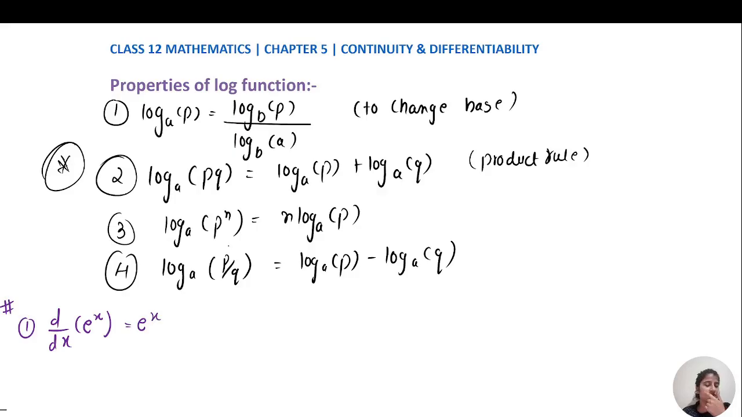Just remember this, because its derivative is not in your 12th class, it will come in higher studies. So the derivative of e raised to x is nothing but e raised to x. Then the second one, the derivative of log with base e of x is nothing but 1 by x. This will also come in higher studies. So what we get from here: the derivative of the exponential is the exponential itself, that is e raised to x, and the derivative of log x is 1 upon x.